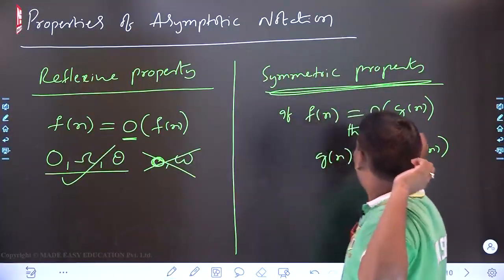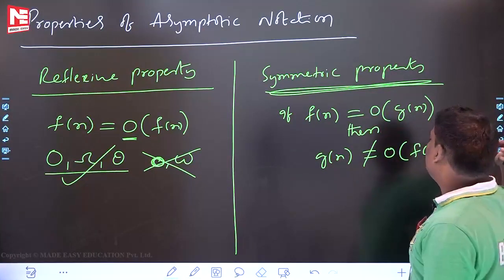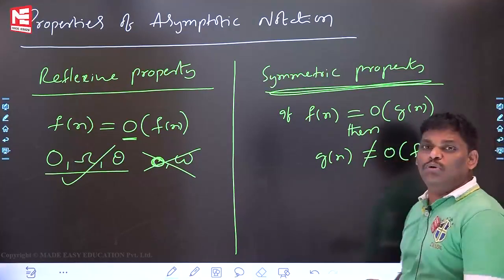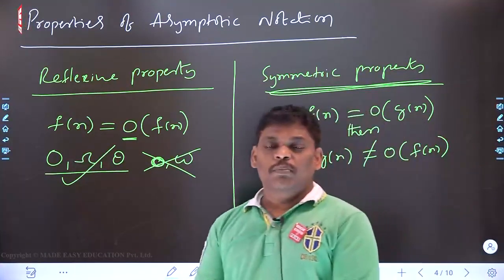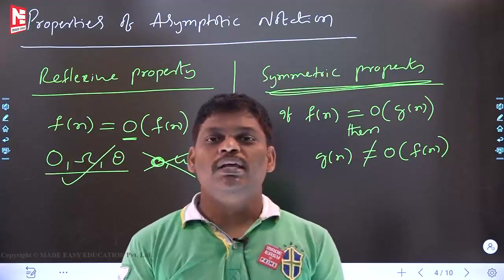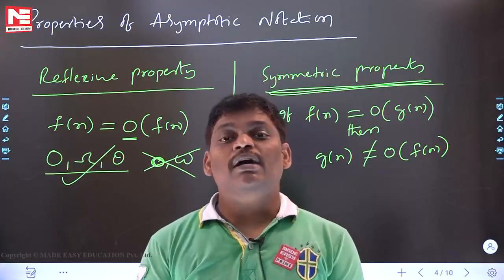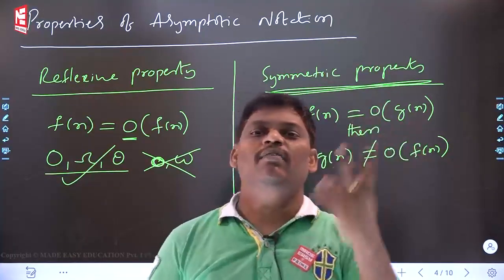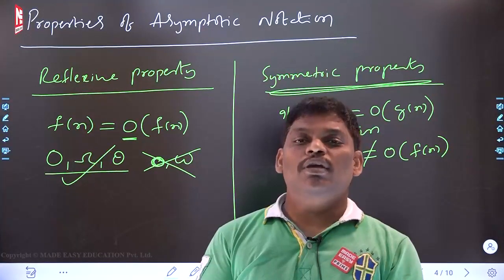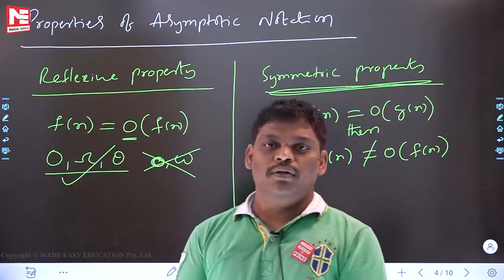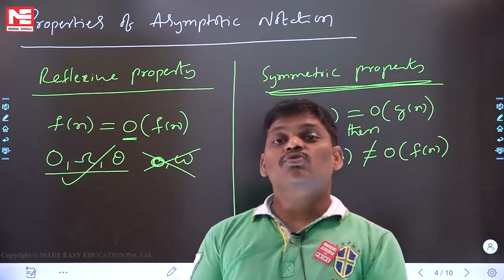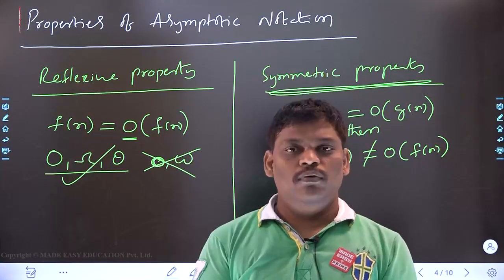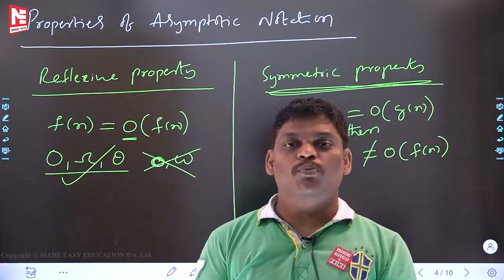Fine. See this one, if f of n is big O of g of n, then g of n is big O of f of n, need not be. So the symmetric property fails for big O. What about omega? Same. But what about theta? Theta passes. What is the reason? If f of n is theta of g of n, then g of n is theta of f of n. Theta means equal. Equal people, any side will be equal. N square is equal to n square, reverse, n square is equal to n square. Big O fails, why? N square is big O of n cube, but n cube is big O of n square, no. So big O fails, omega fails, and for the symmetric property, theta passes.